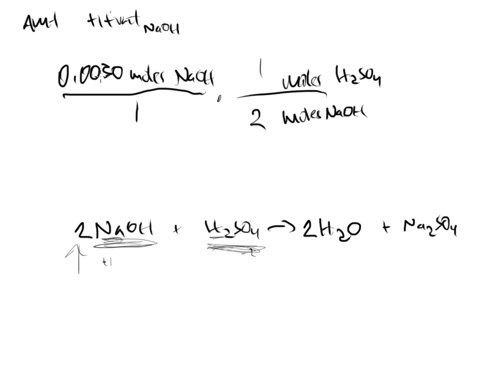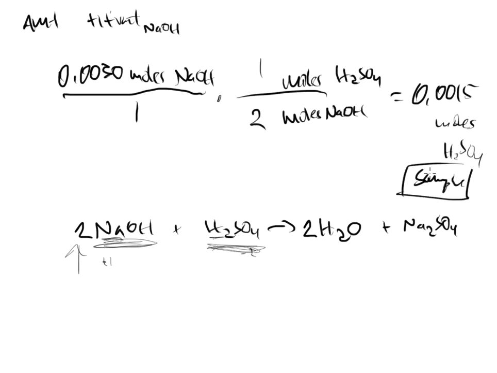So I'll take my 0.0030 and I'll divide by 2, and I'll get an answer. And I'll get 0.0015 moles of H2SO4 that is in the sample, the flask that sits below. Now, we're still not yet finished with a titration problem.